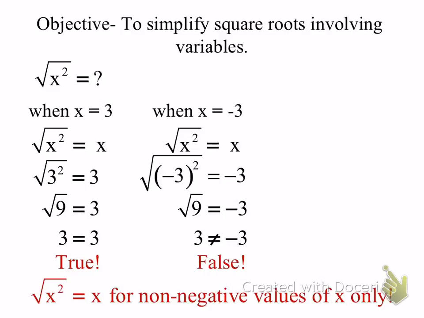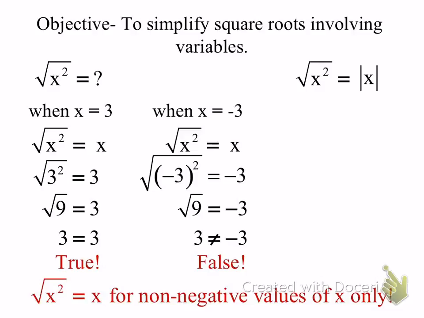So the square root of x squared equals x only for non-negative values of x only. So if x happens to be a negative number, here's what we do. We have to set it equal to the absolute value of x. So if x is a negative number, we've got to set it equal to the absolute value of x.